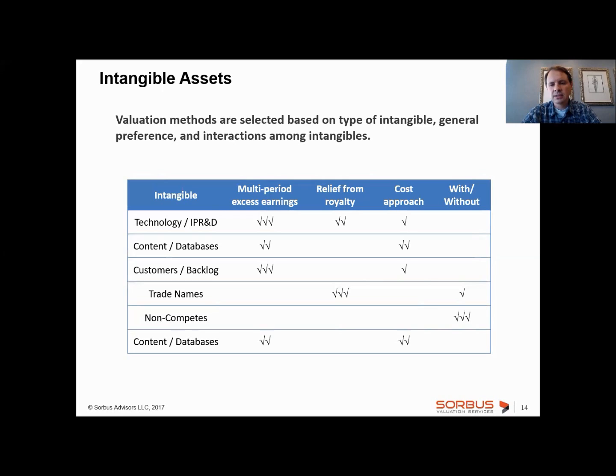Without method is commonly reserved for non-compete agreements. And so essentially this is where you compare your cash flows from two scenarios. One is that the person competes, and one where the person doesn't compete. And so the delta is the value of that non-compete agreement.